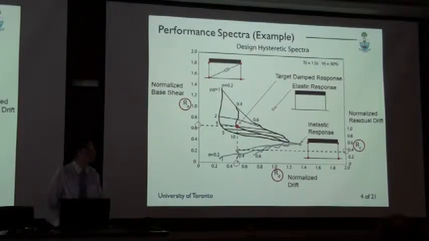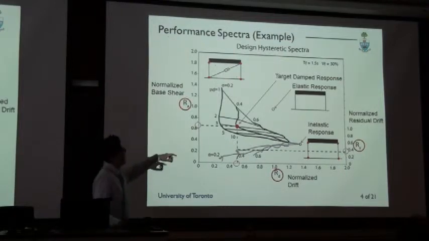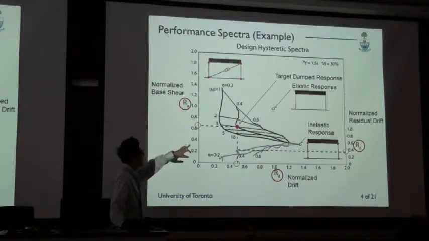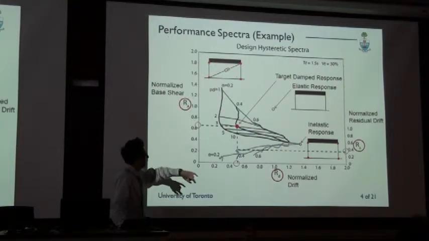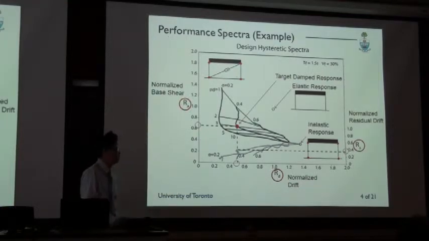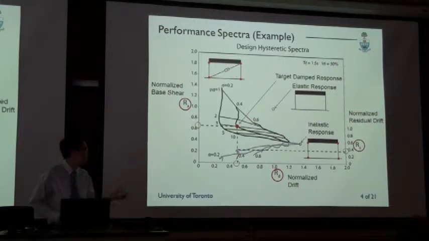Any retrofit options involving supplemental dampers would be identified by, for example, the red dot on the screen. And in this particular example, you're looking at maybe 0.65 of the elastic base shear, and maybe 50% of your elastic displacement, and maybe about 40% lower in residual drift than your inelastic undamped structure.